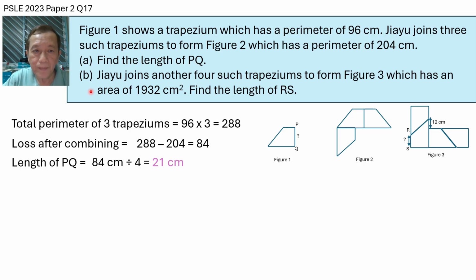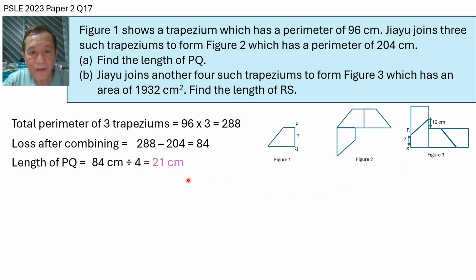Part B. Jia joins another four such trapeziums to form figure 3. 1, 2, 3, 4, which has an area of 1932 cm squared. Find the length of RS. RS is here. How do we solve this problem?